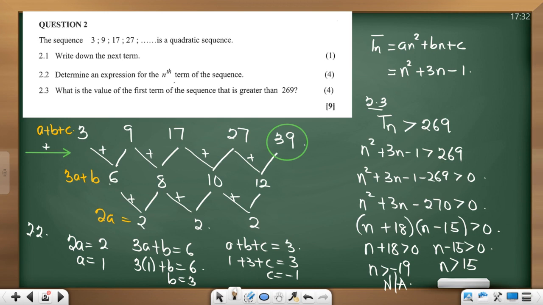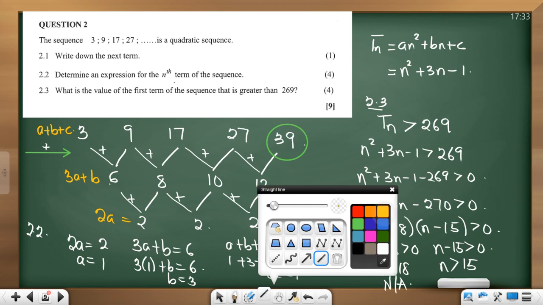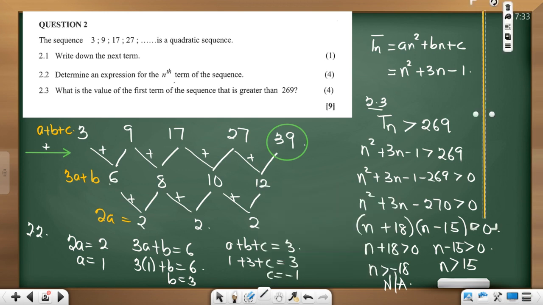The question says, what is the value of the first term greater than 269. And we said n should be greater than 15. All right? Oh, sorry, Sophie. Thank you. 18. n should be greater than 15. What is the first integer greater than 15? That's what we're going to ask ourselves. The first integer greater than 15 is 16. All right? So that means n is 16.